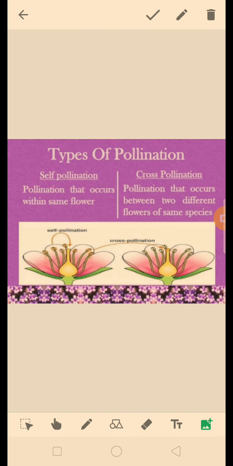Now students, this pollination is of two types, self-pollination and cross-pollination. Pollination that occurs within the same flower is known as self-pollination, and pollination that occurs between two different flowers of the same species, that is known as cross-pollination. Okay, self-pollination and cross-pollination. Now let us see next.